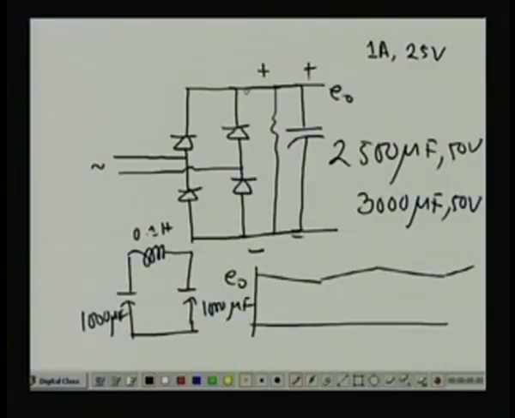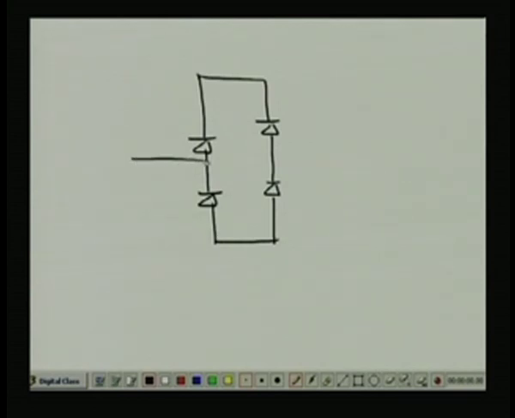To limit this, what we can do is put a small value thermistor in this position. If I take a new page, it will look like this. I will put the diode as before, and now put a capacitor there, a small value thermistor, and I have an AC source.